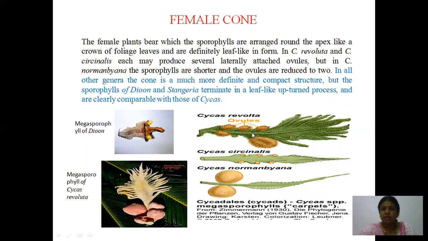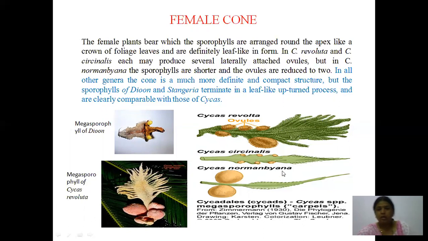megasporophylls of Dioon and Stangeria terminate in a leaf-like upturned process and are clearly comparable with those of Cycas. Here you see the Cycas revoluta, the laminate portion. This is the sterile upper distal laminate portion. It is pinnate, and these are ovules. Here, this pinnate-like upper laminate structure is reduced in size in Cycas circinalis, and the number of ovules is reduced to two.